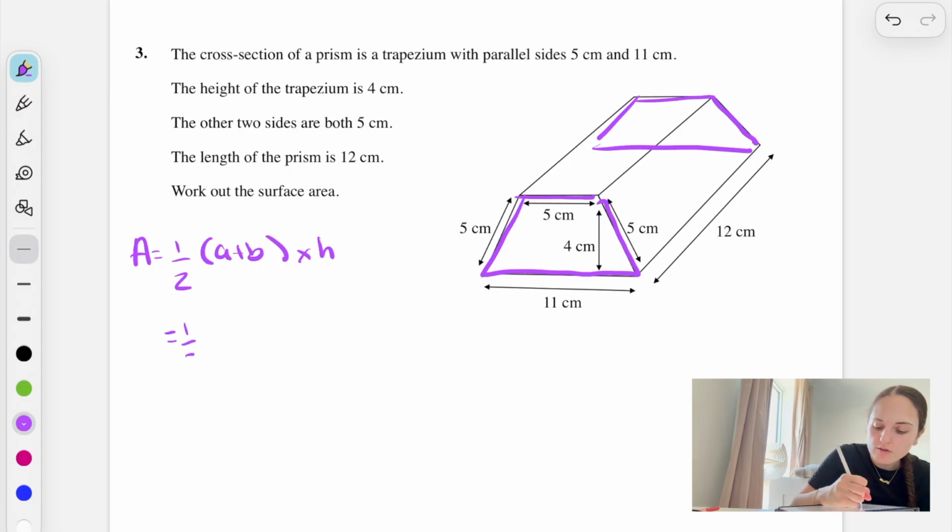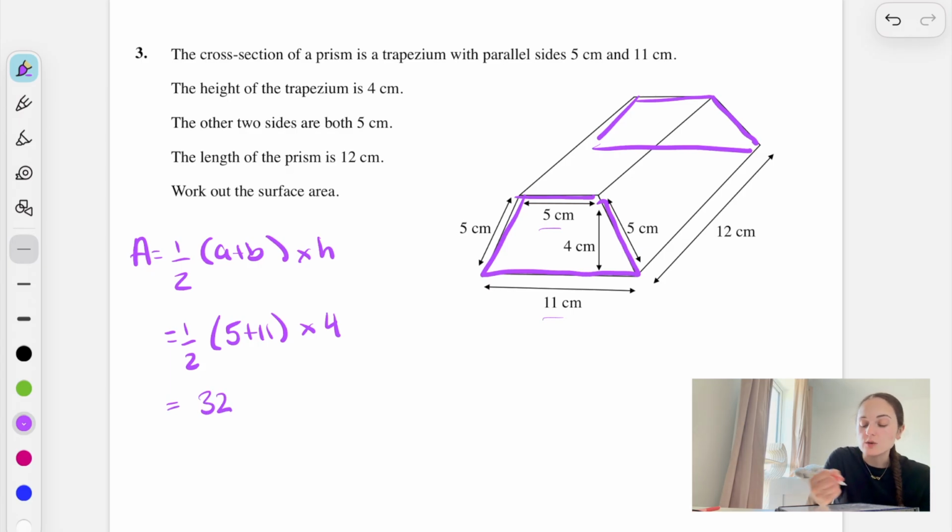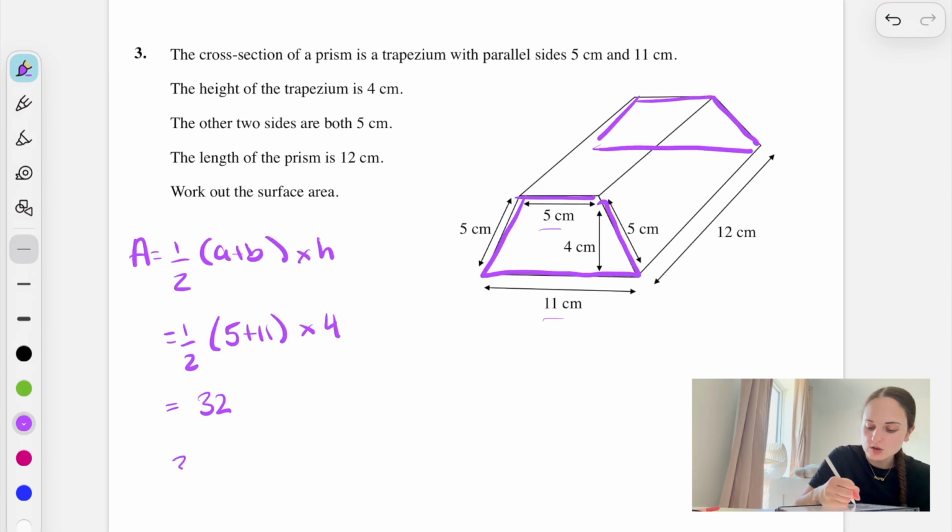So I'm going to do half of the parallel sides. So the parallel sides are 5 and 11. So half of 5 plus 11 and then times the perpendicular height, which is 4. So 5 plus 11, that's 16. 16 divided by 2 is 8, and 8 times 4 is 32. So the area of each trapezium is 32, but again, because there's 2 of them, I need to do 32 times by 2, which is 64.